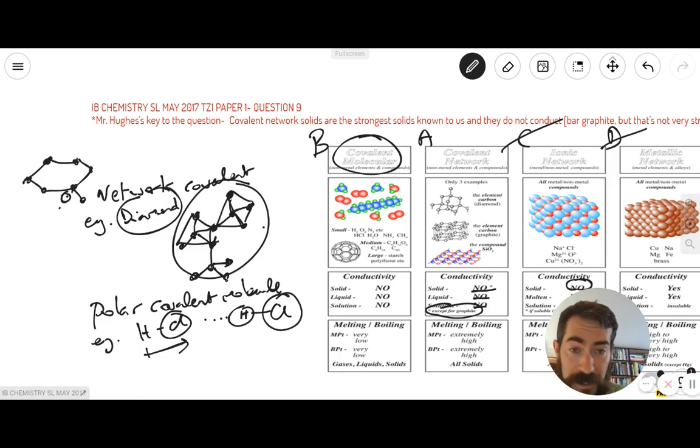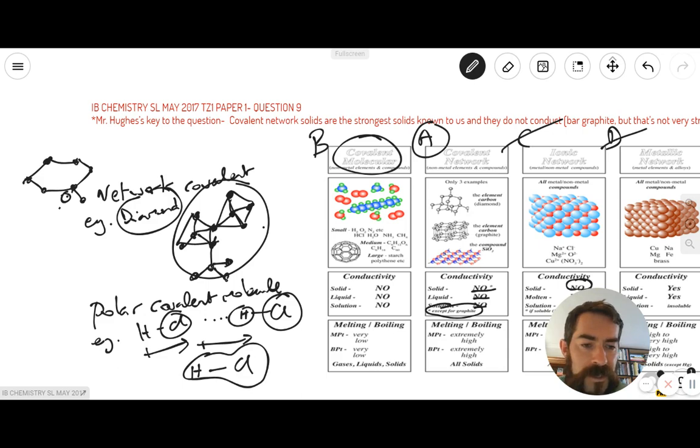So the answer is A, but just to show you why it's not B, they told us it was a polar covalent molecule. An example of a polar covalent molecule would be HCl. And remember, a bond is polarized if the sharing of the electrons is predominantly more towards one of the elements than the other. Chlorine is far more further across in the periodic table, so the electron cloud will move towards the chlorine, the more electronegative element. And so it's a polar covalent molecule.